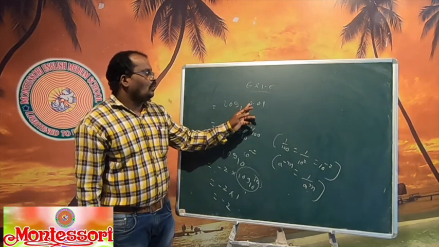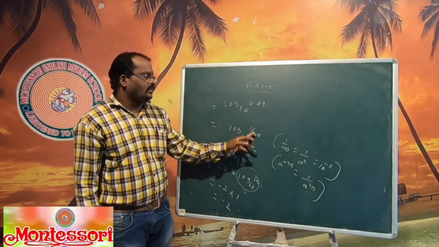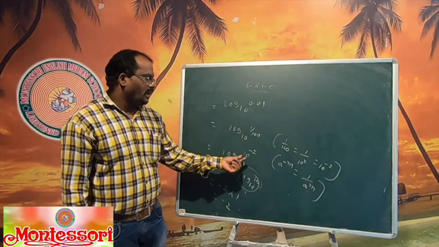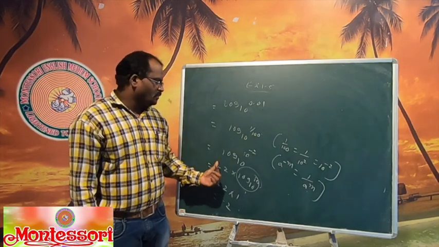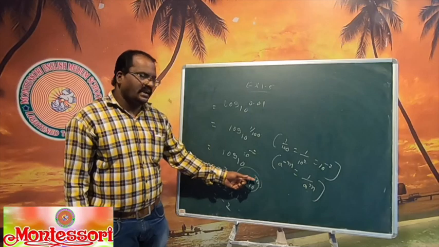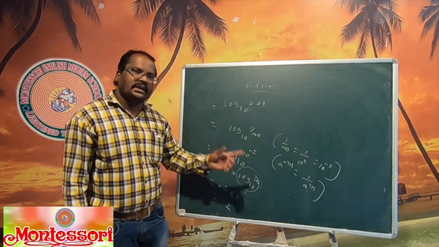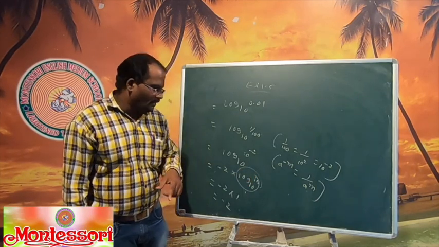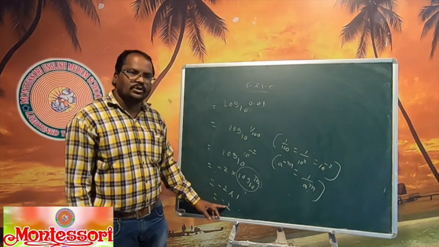Okay? So 0.01 they have written as 1 by 100. 1 by 100 we write as 10 power minus 2. The minus 2 comes to the front. 10 and 10, both are equal. Both are equal means the answer is considered as 1. Then minus 2 into 1 is equal to minus 2.